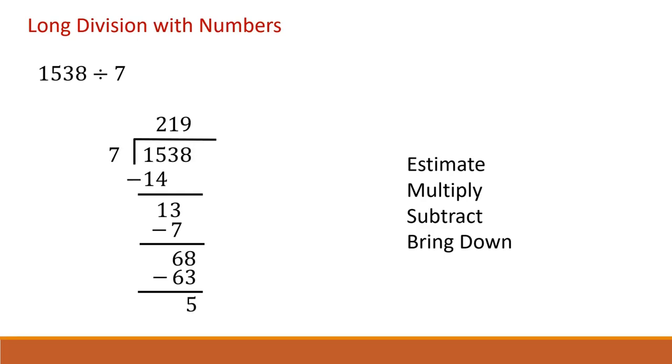That last digit, the 5, is our remainder, and we're going to use that to write our answer. First of all, the 219 is the whole number part of our answer. But then we also have a fractional part that's made up of the remainder divided by the divisor, which is 5/7. So our quotient is 219 and 5/7.